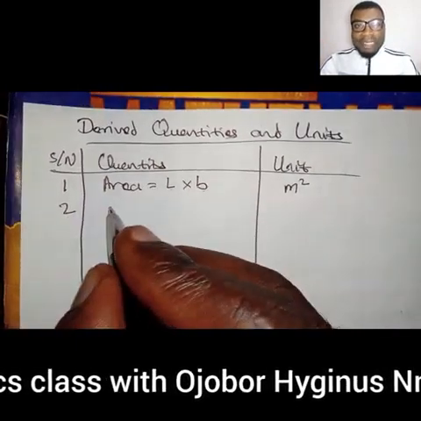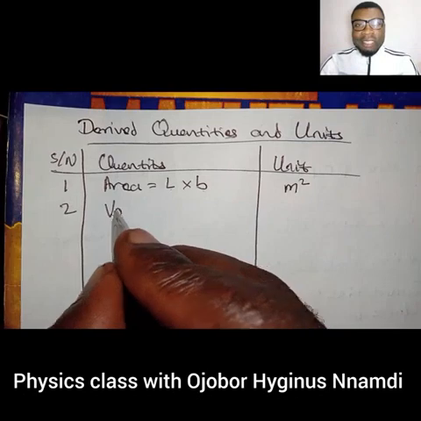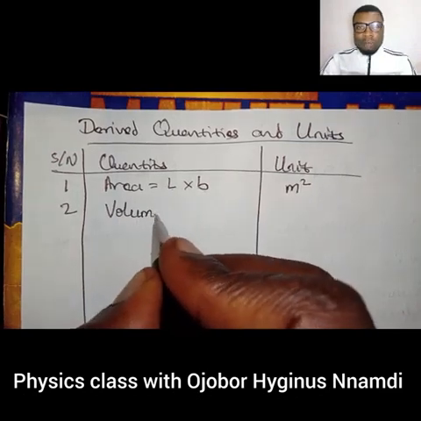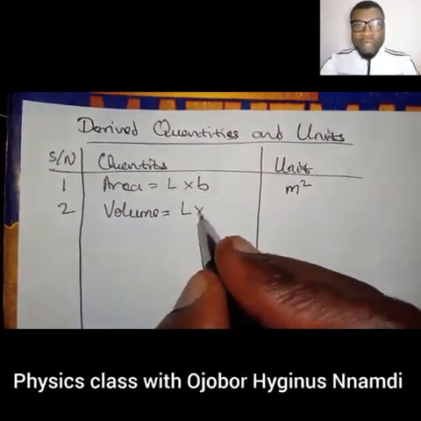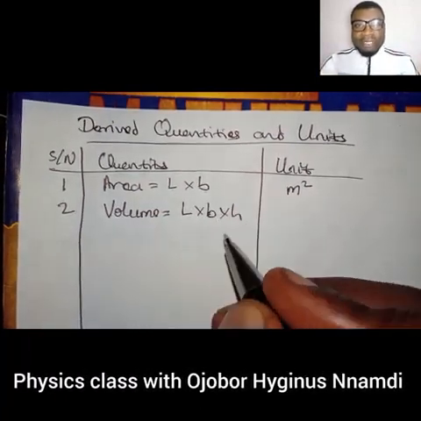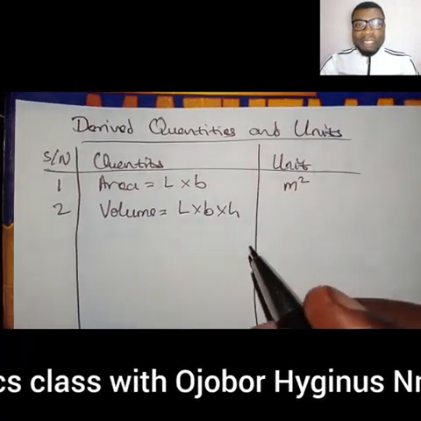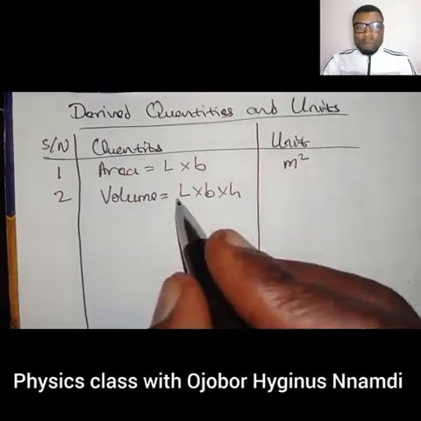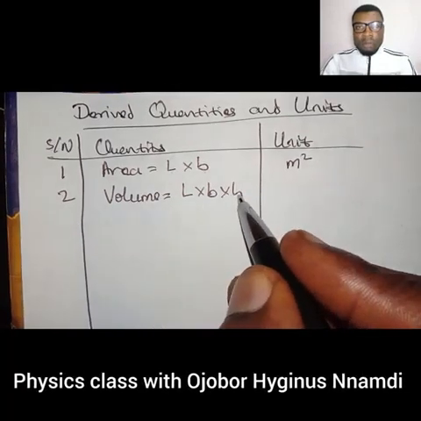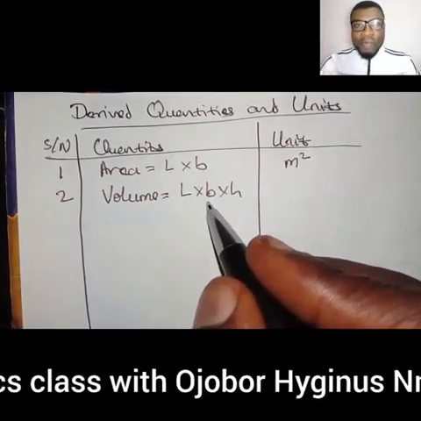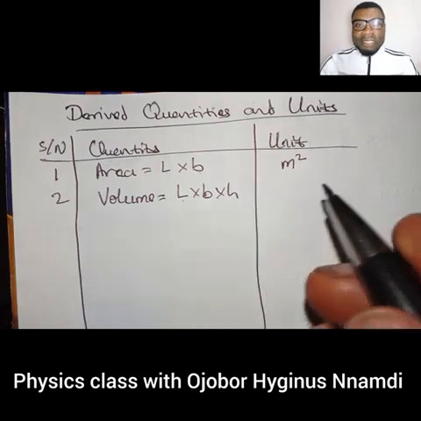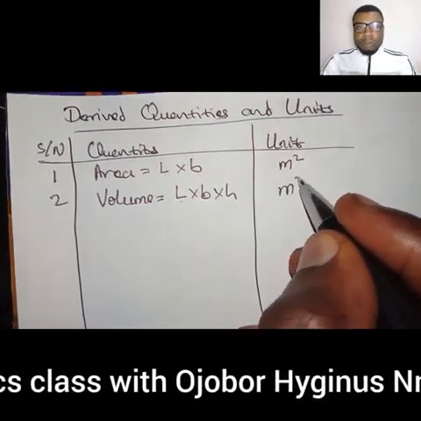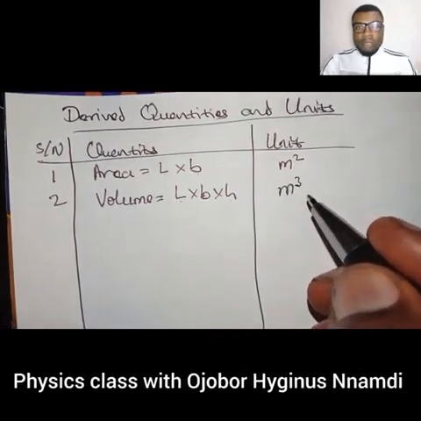Another derived quantity is volume. Volume is a combination. If you say the volume of a cuboid, it is a combination of the length and breadth and height. The volume of a cuboid is length times breadth times height. So when you multiply these three, the length, the breadth, the height, these are just different names given to distance. So the three of them are in meters. So meter times meter times meter will give us meter cube. That is the basic unit of volume.